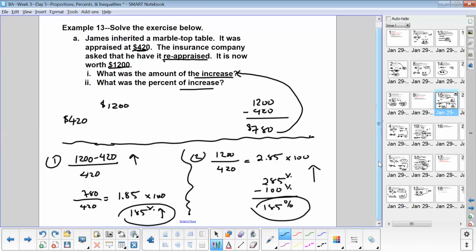So there's a couple of different methods there. If you like method one, which is subtract the two prices, divide by the original price. So here's your difference divided by the original. We get a decimal amount that we multiply by 100 to give us a percentage. Or method two, we take the new price, divide it by the old price, and we get a decimal. Multiply the decimal by 100, and that gives us a percentage that we take 100% from to give us our percent increase.